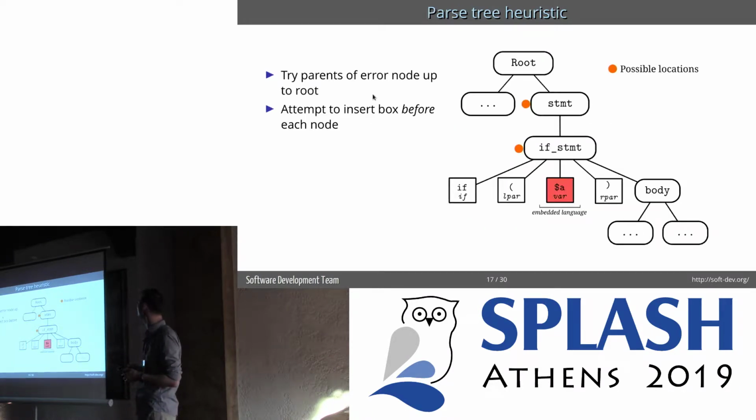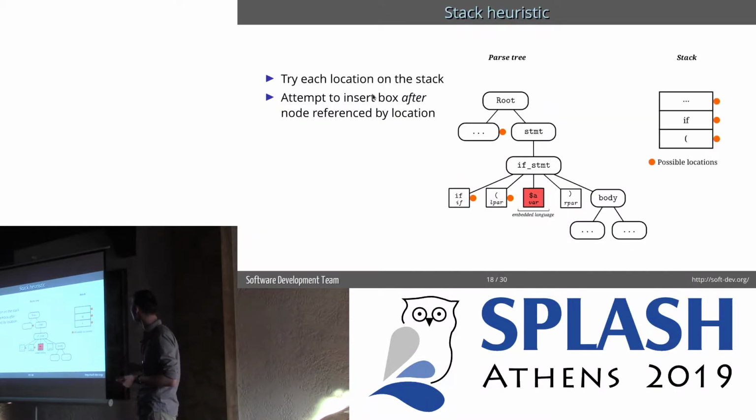So the first one is the parse tree heuristic, and that one simply takes the current parse tree of our program and starts from the error location, which is this one here. It walks upwards the tree, and every parent it finds on the way, it tries to insert a language box just before that. The stack heuristic does something similar, just on the stack, so it takes the stack at the time the error was found, and then for each location on the stack, it checks whether a language box can be inserted in that state.